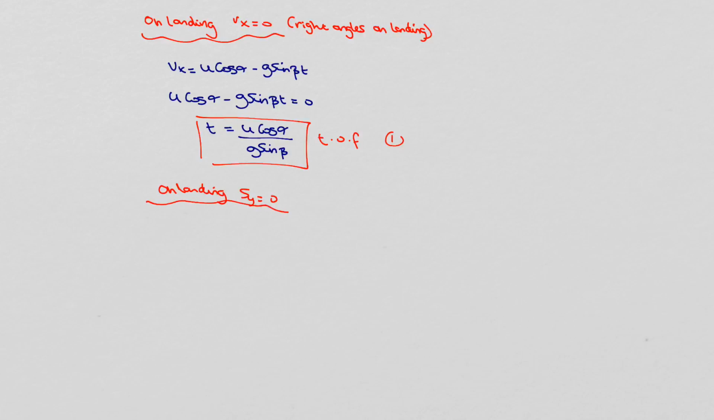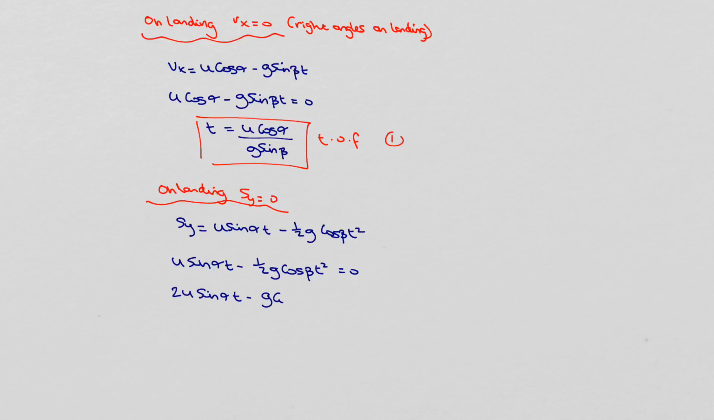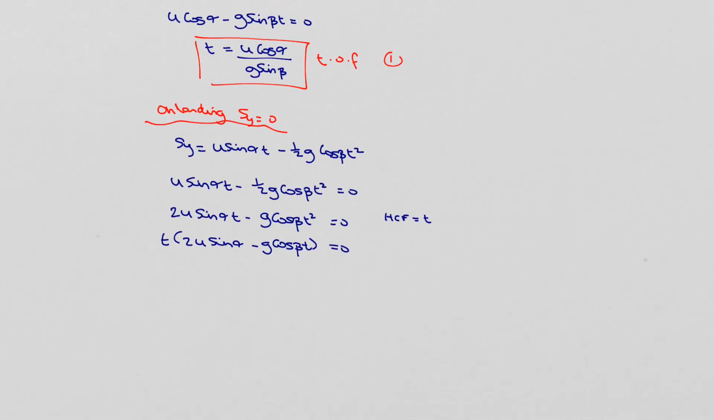Okay, so what was Sy? Well, we said that Sy was equal to u sine alpha t minus a half g cos beta t squared. So if I let that equal to 0, I can factorise out my t as being common. I'm going to multiply everything across by 2 there as well to get rid of my fraction. And then I have my highest common factor is t. So that leaves me with t times (2u sine alpha minus g cos beta t) is equal to 0. And then both of those should equal 0.